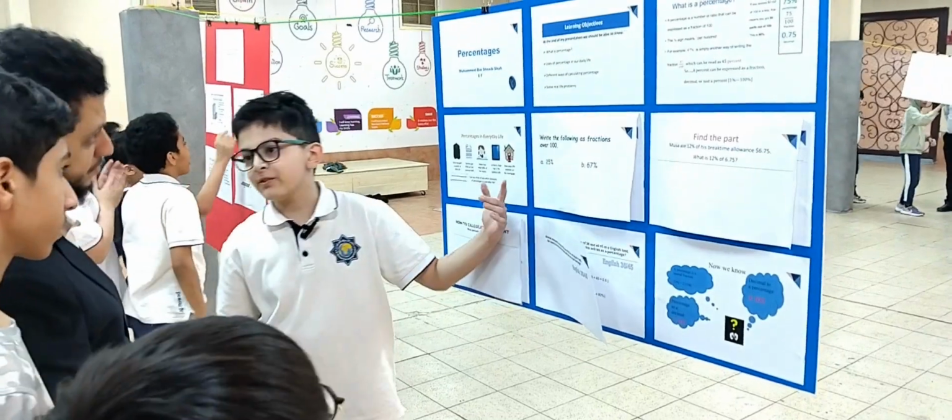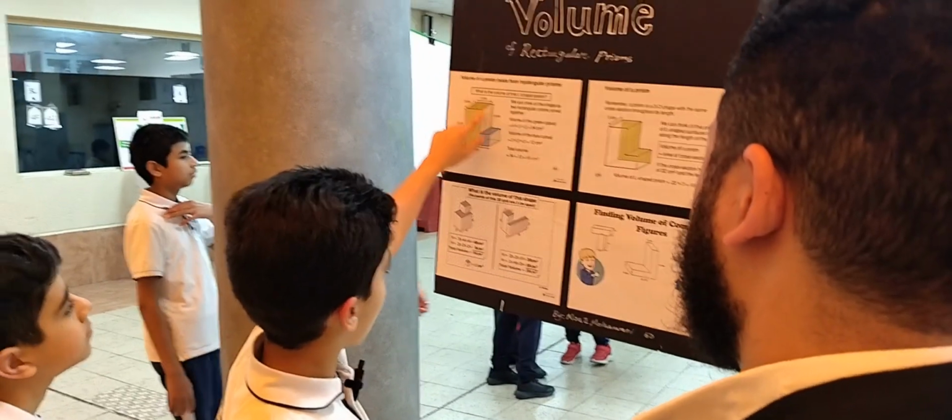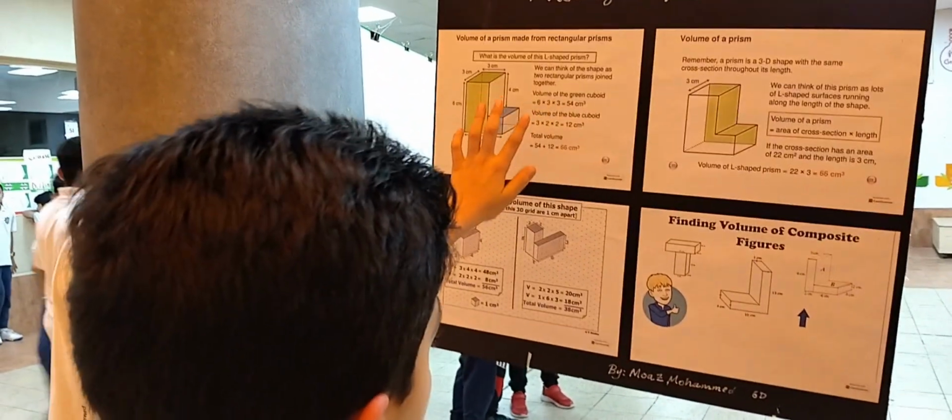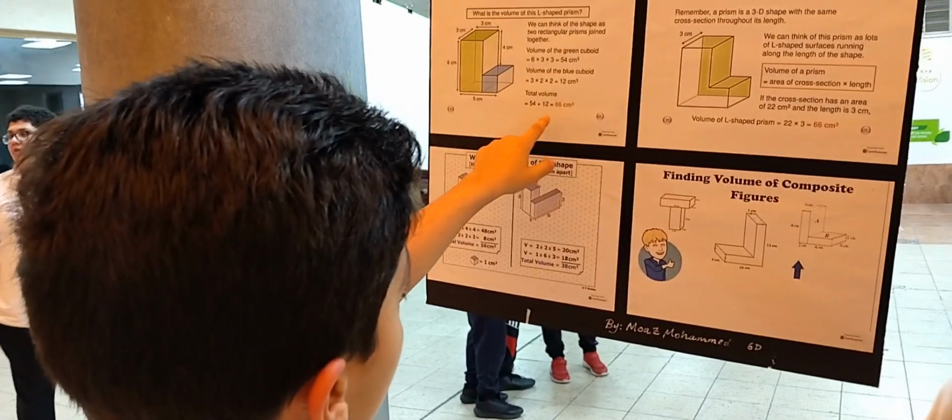Write the following as fractions of. And here 3. So 3 times 2 times 2. This part is 3. So this is 2. Remainder is 2. So here 12 cubic centimeters. 54 plus 12 cubic.